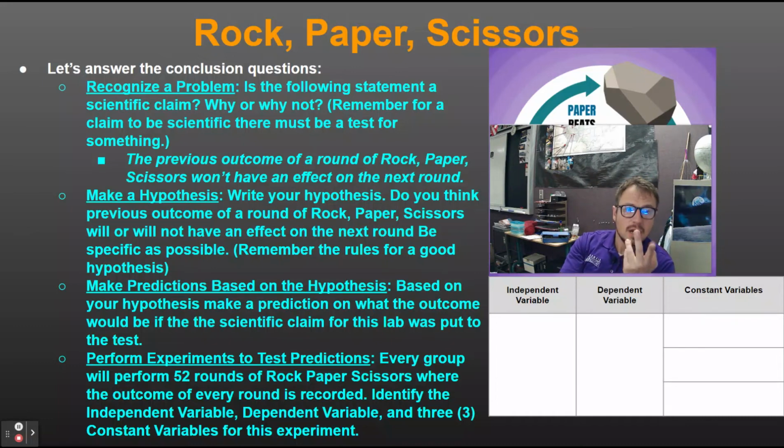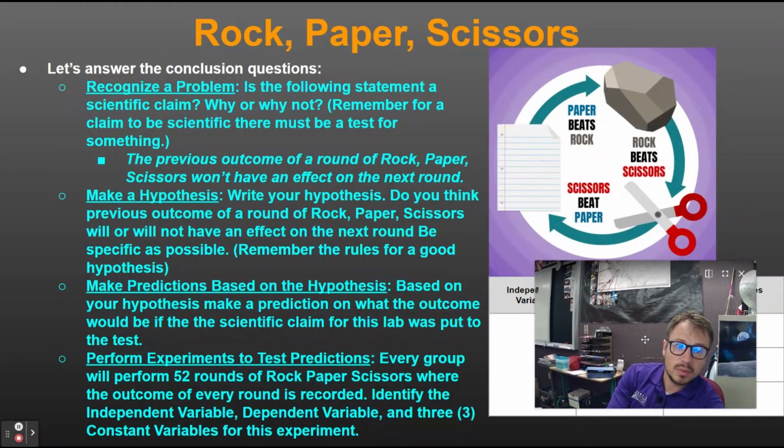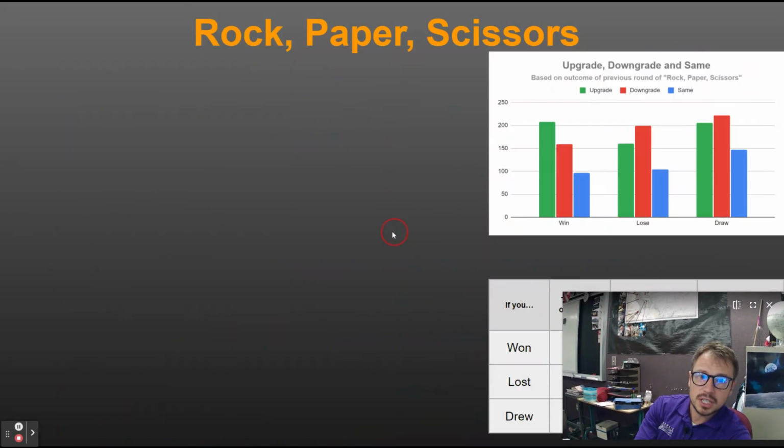Now, constant variables, so you want to keep things the same. So like the reward, right? So if maybe people play differently if there's a reward on the line. Maybe the type of people, right? Maybe somebody that just learned the game of rock, paper, scissors plays it differently than someone experienced. Who knows? You want to keep maybe the setup the same, right? Best out of 3, best out of 26, whatever. You want to keep everything the same except for what you're measuring and what you're changing.